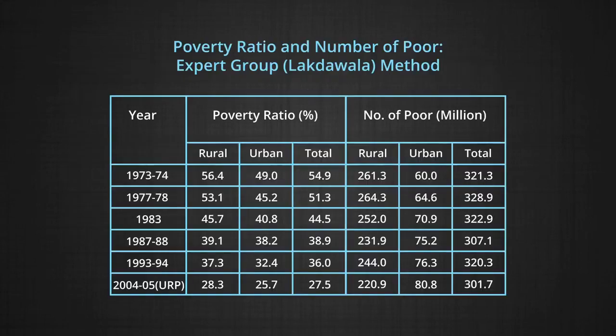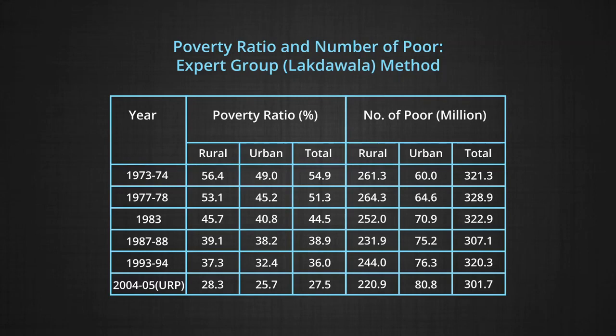Now, let us see table 1, which shows the poverty ratio in percentage and absolute number of poor people in both rural and urban areas from the year 1973-74 to 2004-2005. There has been a decline in both absolute number as well as percentage. It may be noted that URP, or uniform reference recall period consumption, is one in which the consumer expenditure data for all the items were collected from 30-day recall period.